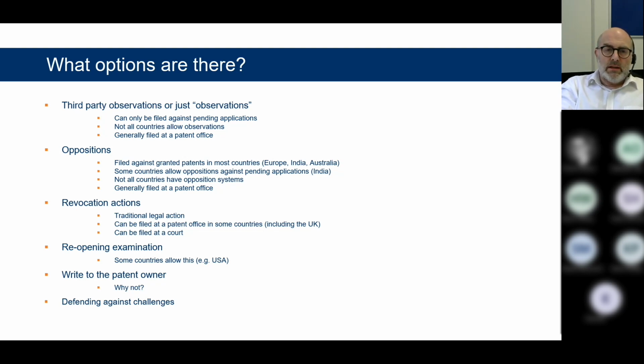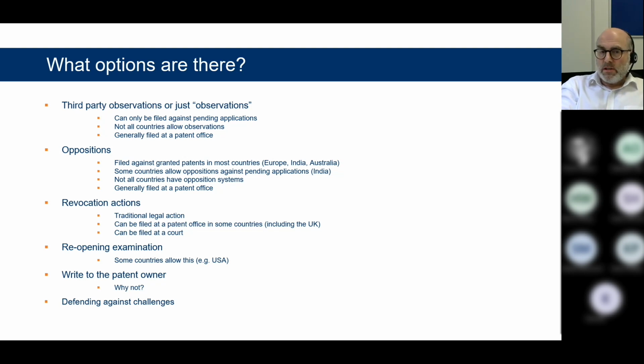Some of the lesser known ones, there is the reopening of examination. So this is in particular in the US. Once a patent is granted, this is effectively the equivalent of third-party observations against a granted patent. It is really specific to certain countries like the US, and what happens is you file some observations once the patent's granted. The examiner reopens examinations to check whether or not they're relevant. If they're not, the patent remains granted. If they are, examination is reopened.